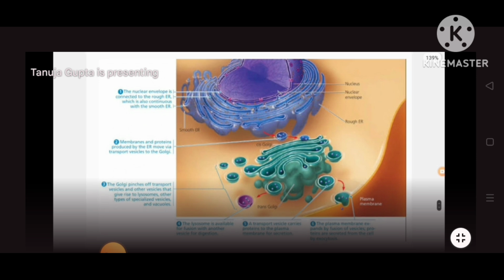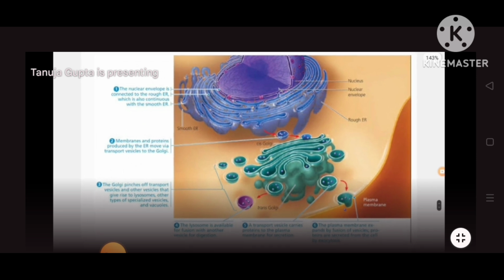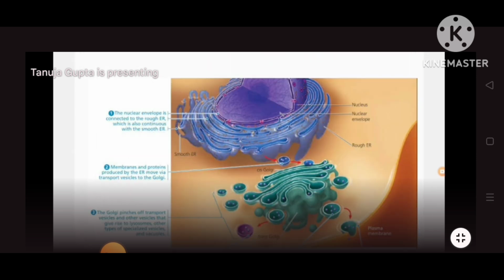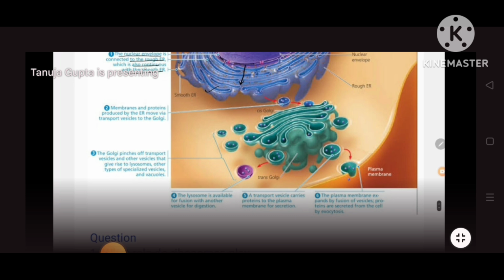As I told you, in the endomembrane system 4 organelles are there. What are the things involved in the endomembrane system? First of all, there is the nuclear envelope, or you can say nuclear membrane, because from this nuclear membrane the ER is formed. It is connected to the rough ER, which is also continuous with the smooth ER. So the ER is there, as you can see. From the nuclear envelope the ER is formed. Then nearby, one more structure, which is the Golgi apparatus.